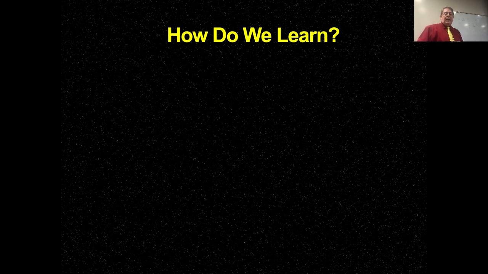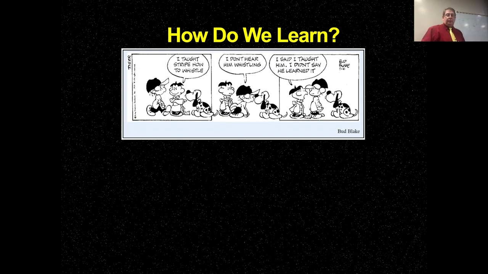So let's talk a little bit about how we learn. How do we learn? This was in one of the reading assignments that I gave you, Learning to Learn. Okay? It's a little cartoon strip. I taught Stripe how to whistle. I don't hear him whistling. I said I taught him. I didn't say he learned it.